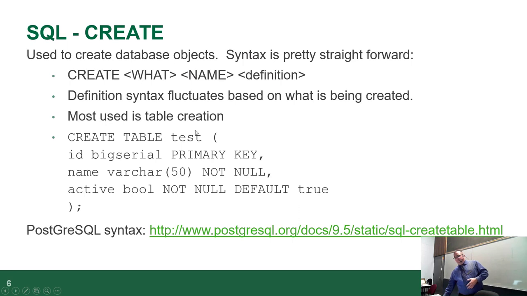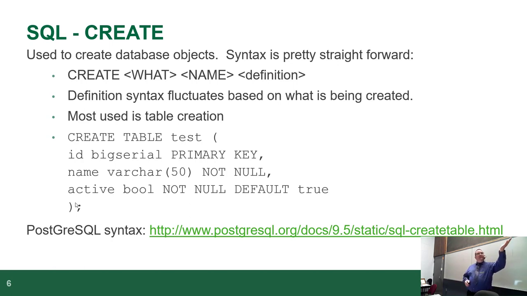So create the table. It's called test. You open some brackets. And the brackets are saying the definition is here. And in here, what we have now is a list of fields. ID should look familiar. Big serial should also look familiar. Primary key should also look familiar. Not familiar this way, but this is all things you guys have learned about and that you've been hitting the appropriate buttons in pgmodeler about.